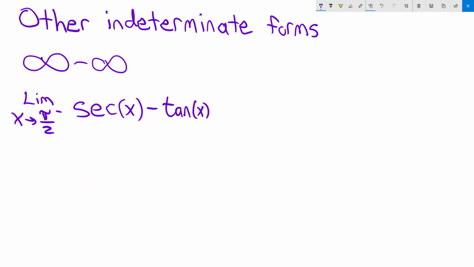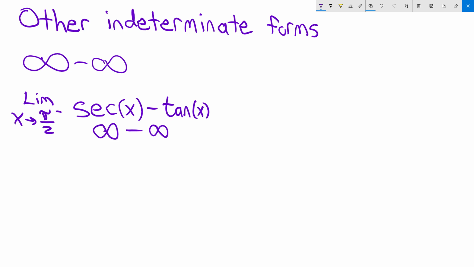Lastly, for this video, we'll talk about the indeterminate form of infinity minus infinity, an indeterminate difference. And we'll start off with this example of secant minus tangent. These are two functions that, yes, if you plug in pi over 2 into this, and specifically from the negative direction, this does give you a large number minus a large number. So we're stuck with wondering which one wins. Is the first number bigger or is the second number bigger?